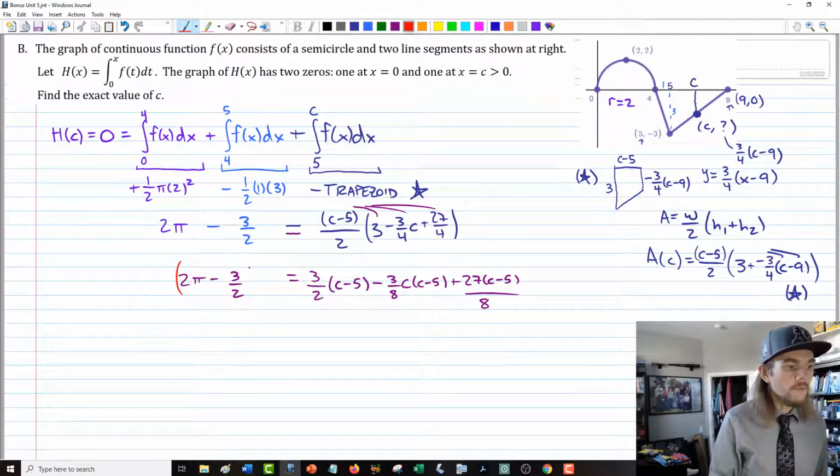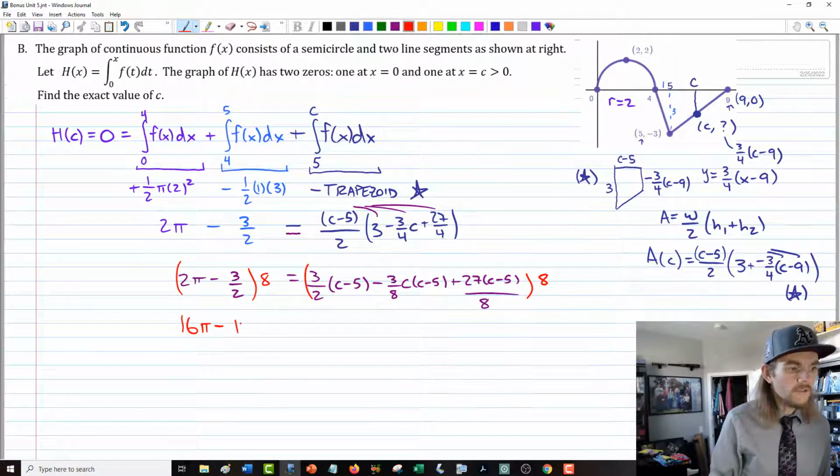Now, my next move, I'm going to multiply everything by 8. I'm just going to fraction bust just because I think it'll clear things a little bit more. We'll get 16 pi minus 24 over 2, or minus 12, is going to be equal to 24 over 2, which is 12. And I'm going to distribute that in here. So 12c minus 60. On the next one, the 8 will go out. We'll have minus 3c squared.